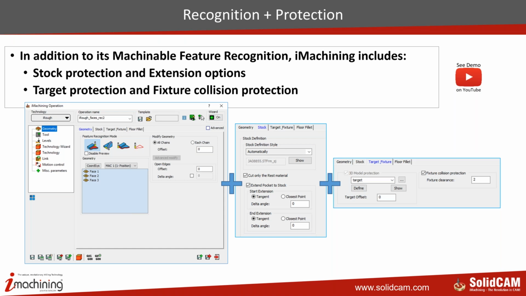As a user, you will have very few options to create the toolpath. You just have to pick the face with feature recognition by face, or pick the outside roughing, and it automatically generates the toolpath. In addition to these feature recognition functions, now you can also extend the toolpath with respect to the stock protection. You can also have extension options with tangential extension, and we also have fixture collision protection inside iMachining 2D.